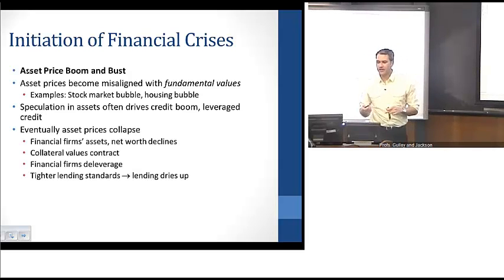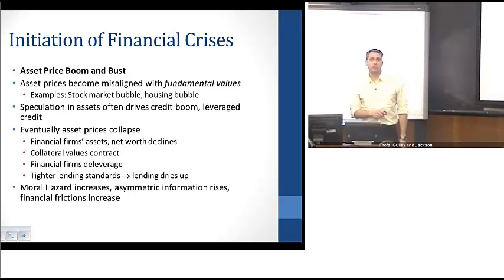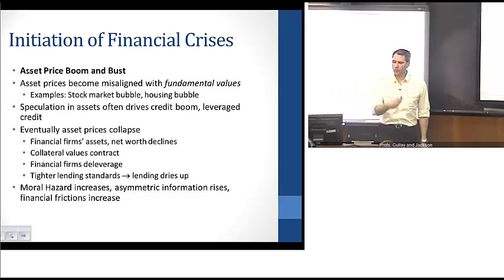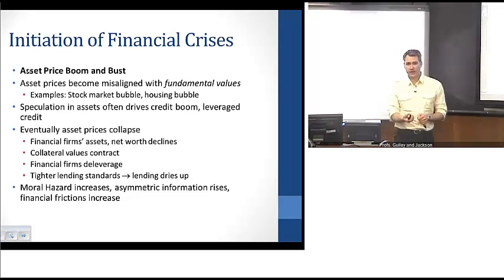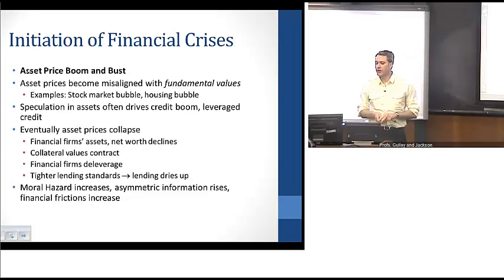So you have financial firms' assets and their net worth declines. You have the value of collateral declines significantly, so if banks are holding mortgages, for instance, and the value of housing prices plummets, then the value of the loans that they have goes down. So financial firms start deleveraging, they reduce their lending and reduce the debts that they hold, and because of that, they also ramp up tighter lending standards, and all of this leads to a decrease in lending. And as we talked about before, with the decline in lending, with the reduced activity in the financial sector, moral hazard increases, asymmetric information rises rather, and we also see an increase in financial frictions.